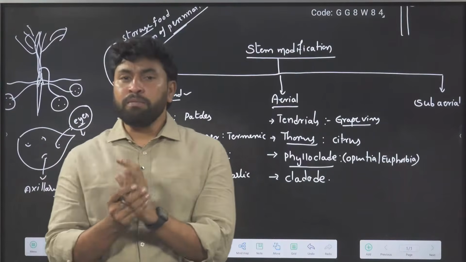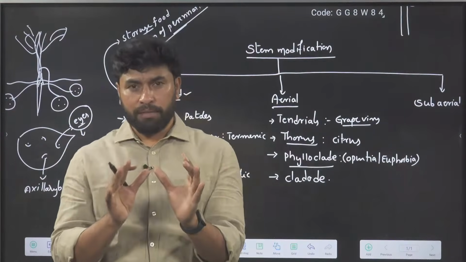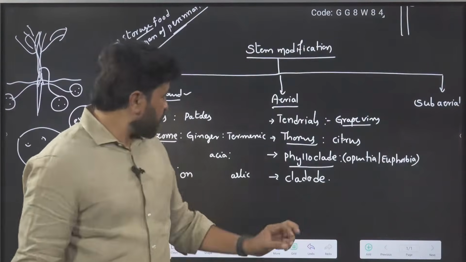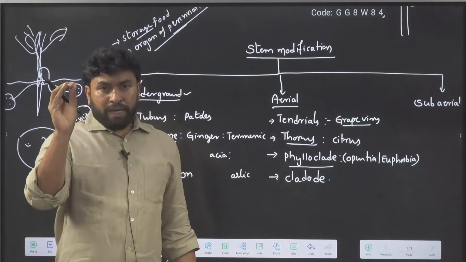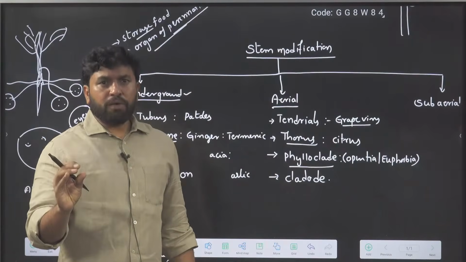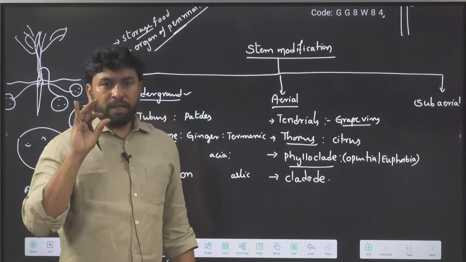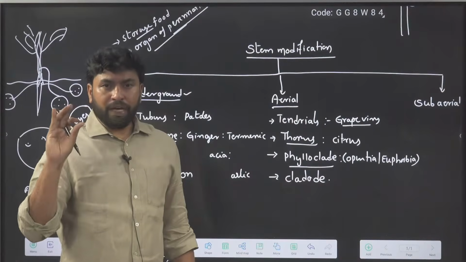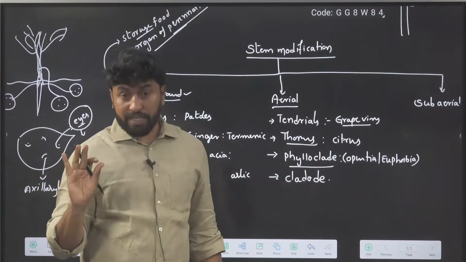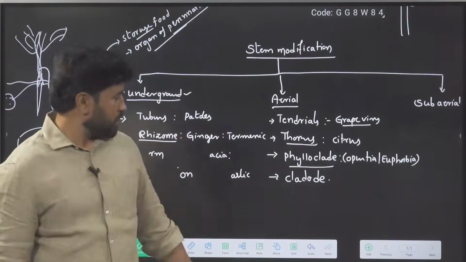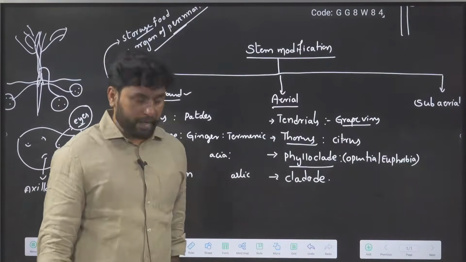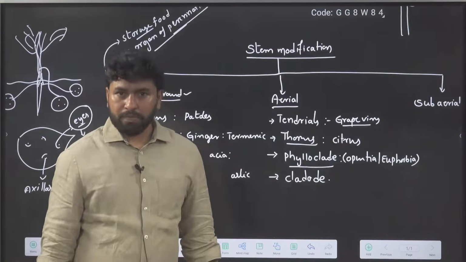they start to perform photosynthesis. One more time, if I have phylloclade, the entire stem is going to be modified in the form of a green leaf-like body. It's not a leaf anyhow, it is a leaf-like body which is able to perform photosynthesis, which is called phylloclade. Then what about cladode?